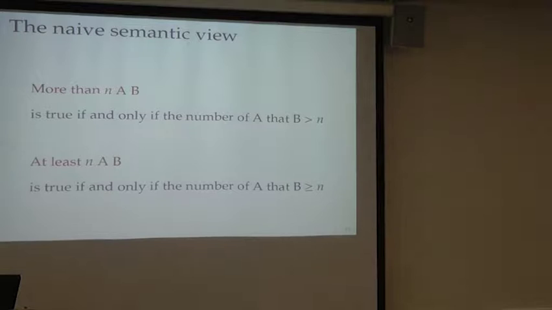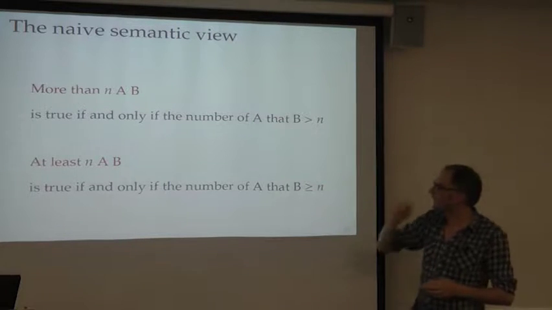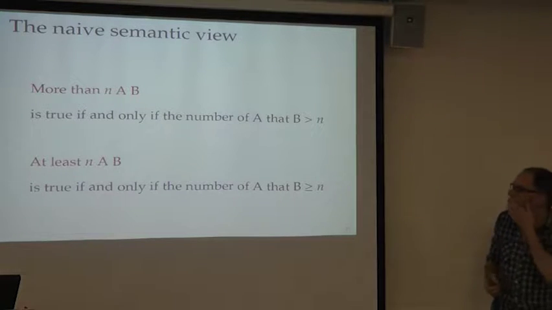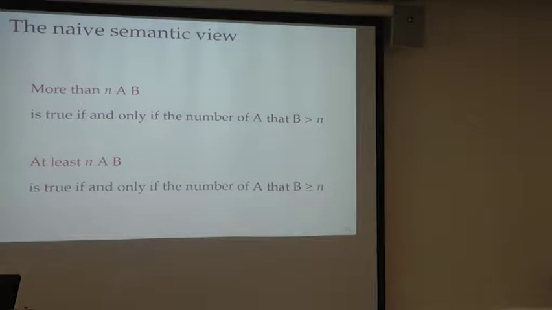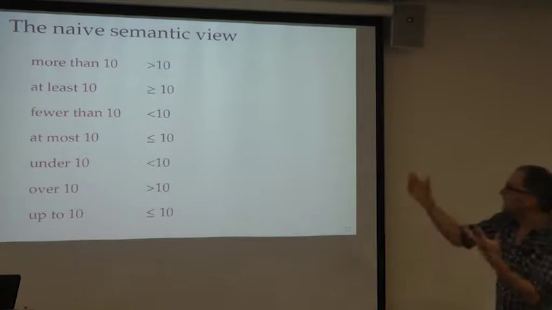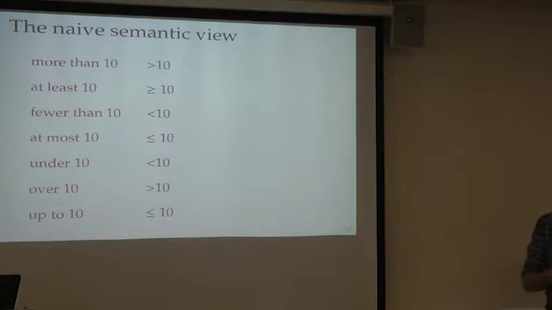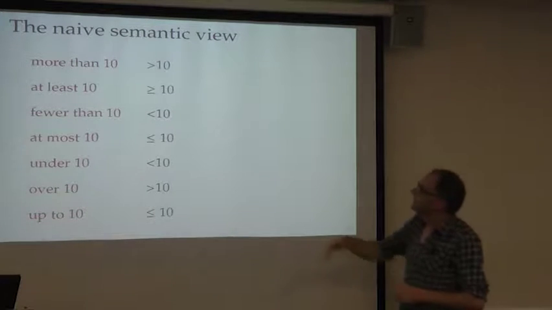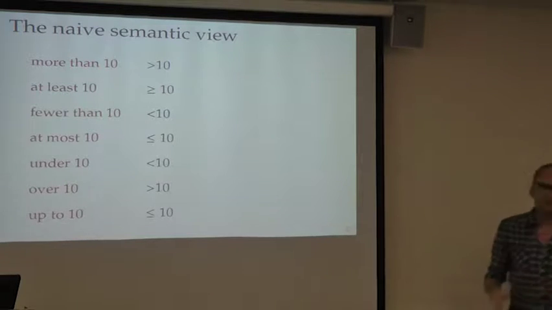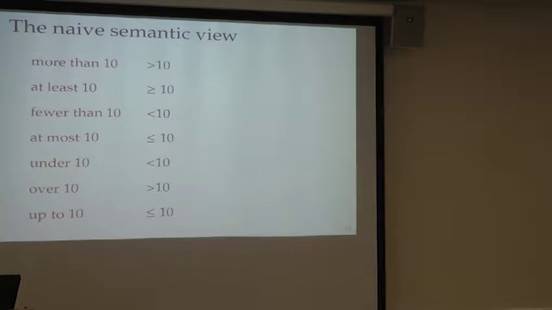Okay. With at least, you do exactly the same, but you have an inclusive relation. So at least n AB is true if and only if the number of A that B is n or higher. And so that means that this is sort of your semantics then for all these expressions. They simply mean these kinds of relations. They simply talk about either inclusive or exclusive relations to a number and either upwards or downwards.